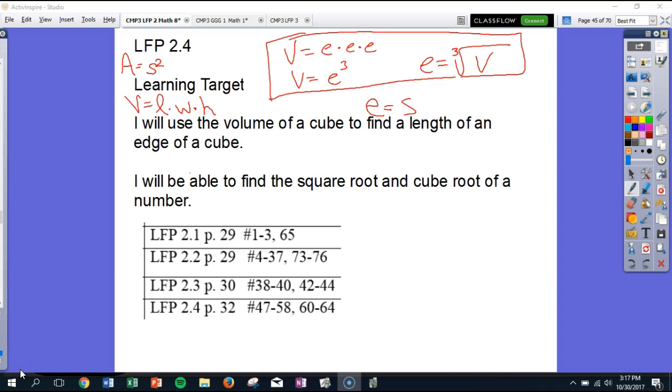Today's learning target is we want to use the volume of a cube to find a length of an edge of a cube and be able to find the square root and cube root of numbers.